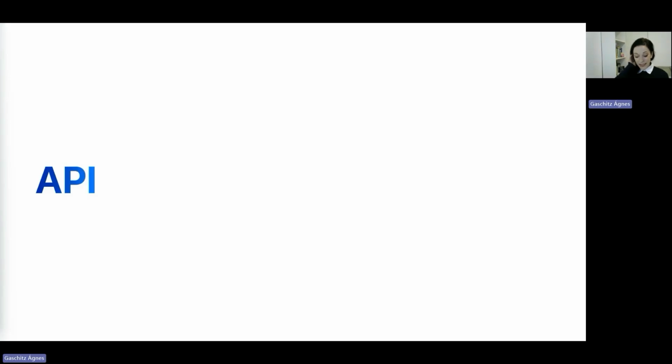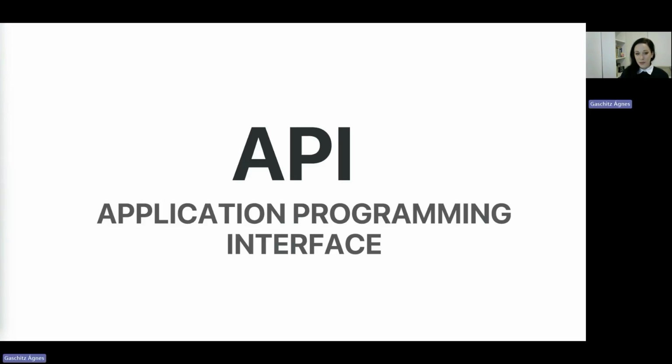So now let's move on to the next chapter, which is the API. API means Application Programming Interface, and understanding APIs can be a bit abstract. So to make it clear, let's use a fun analogy.